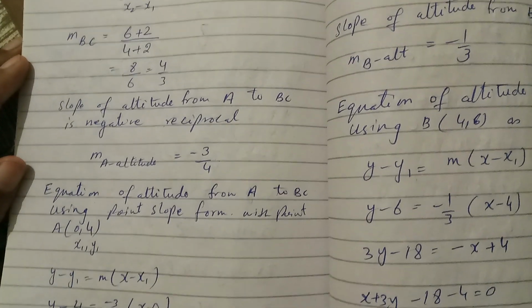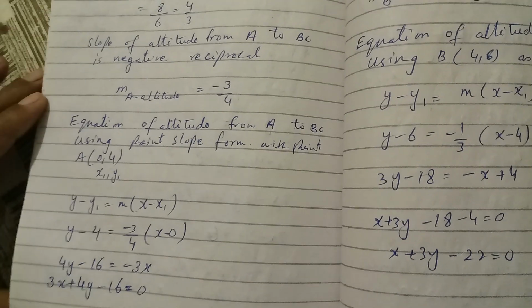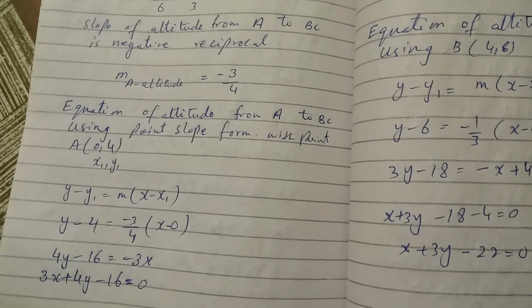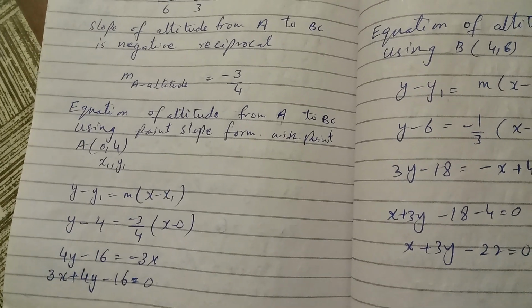Now for the equation of the altitude from A to BC, the point A will be used. Formula is y minus y1 equal to m times x minus x1. So it will become 3x plus 4y minus 16 equal to 0.